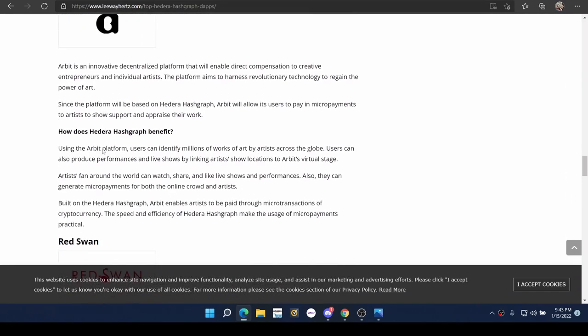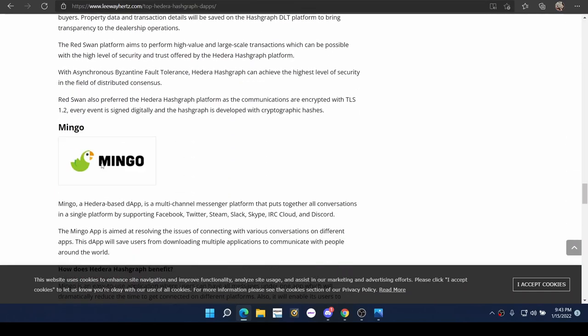CryptoTask, Arbit, Red Swan, Mingo. Yeah, I haven't heard too much from these, but I will definitely keep an eye on them since the HBAR project is on my radar. It will definitely be of my best interest, and I'll bring that news to you guys as well, as long as you stay tuned.